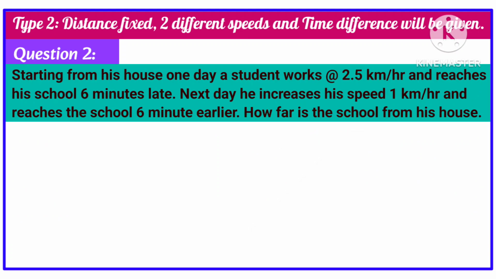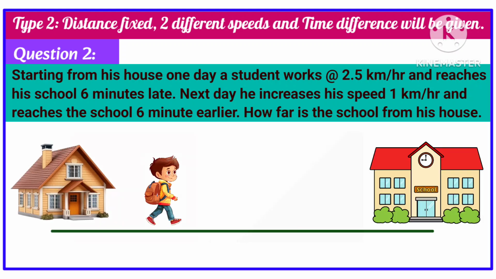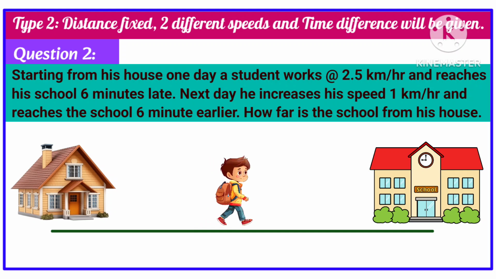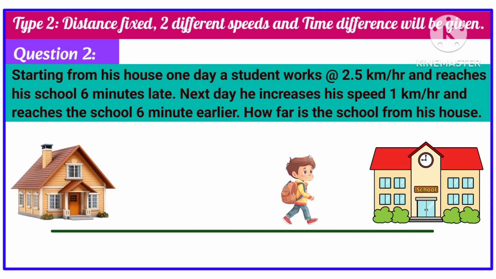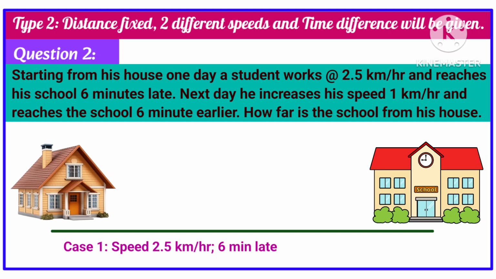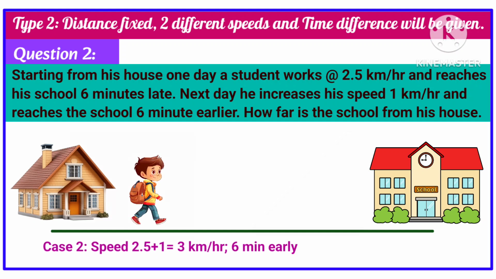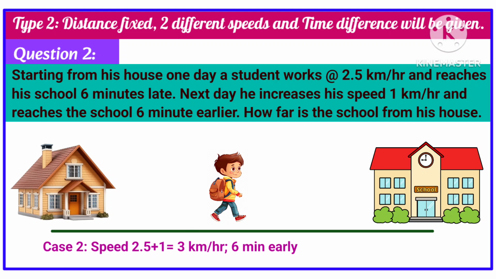So let us see one more question to get our concept clear. Here it is given: starting from his house one day a student walks at the rate of 2.5 km per hour and reaches his school 6 minutes late. So the distance is from house to school. When he is traveling at the speed of 2.5 km per hour, he is late by 6 minutes. Again it is given, next day he increases his speed by 1 kilometer per hour.